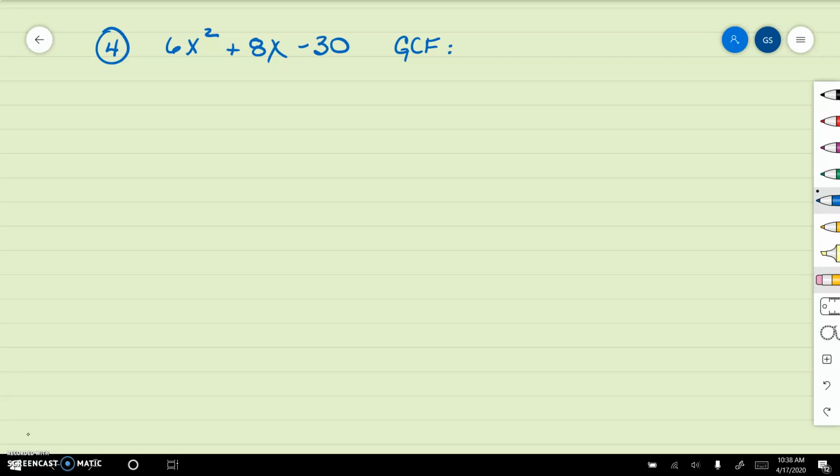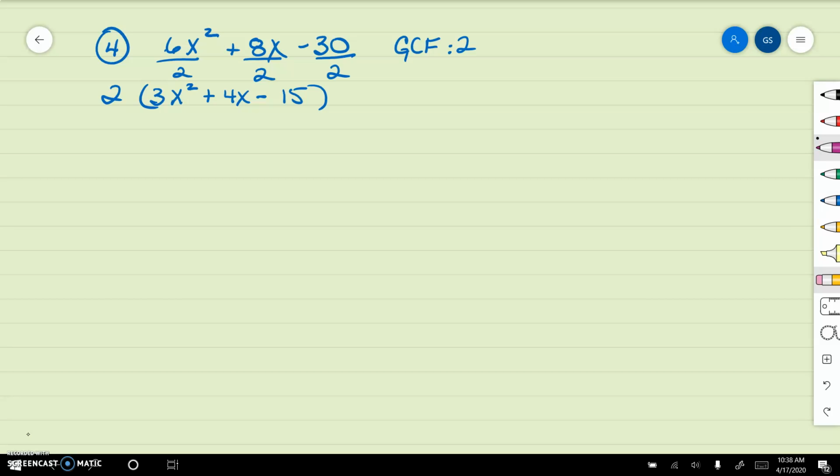So GCF, 6, 8, and 30. I know 6 doesn't go into 8, but I know they're all even numbers, so 2 goes into each of them. 3 goes into 6, but it doesn't go into 8. 4 goes into 8, but it doesn't go into 6. So let's do 2. All right, so we divide out a 2. What we're left with on the inside is 3x squared plus 4x minus 15. Okay, so let's do this. Oh, sorry, your GCF was 2.